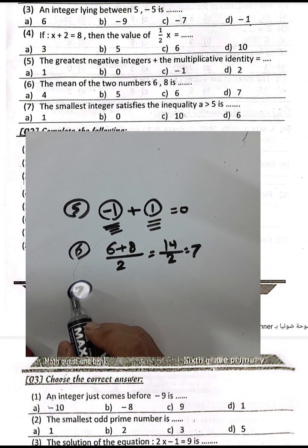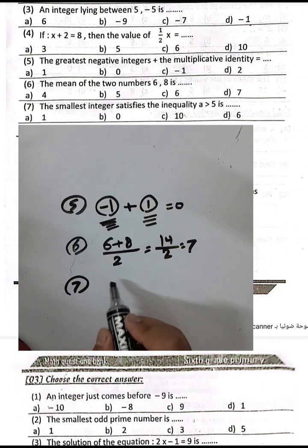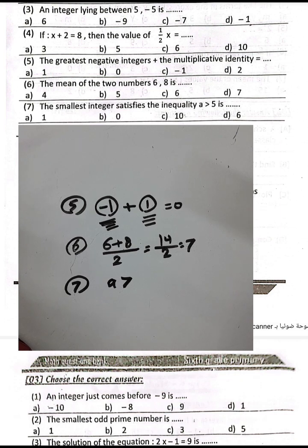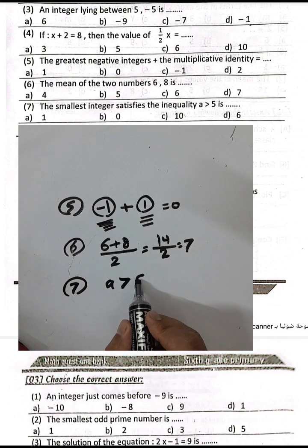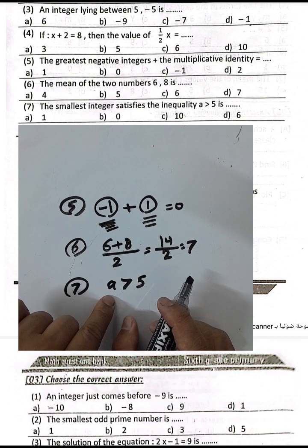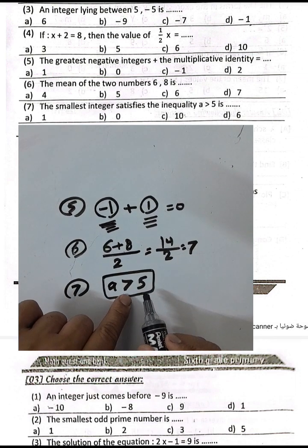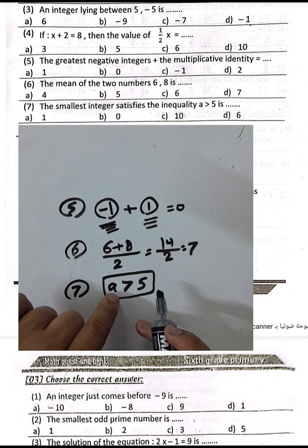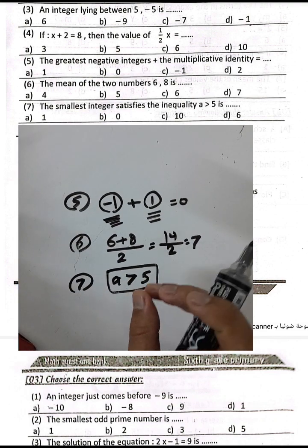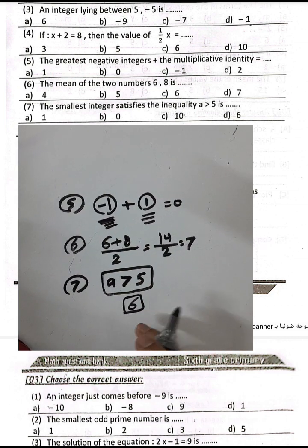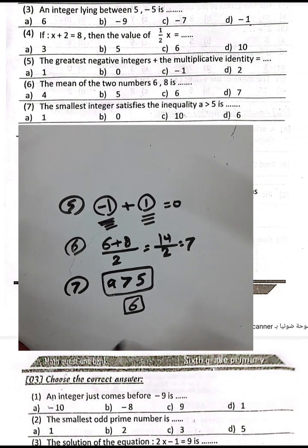Question number 7. The smallest integer satisfying the inequality a greater than 5. What do we call this? Inequality. Last exam, he gave us this question and asked the name of this sign, greater than. We call it an inequality. Which is the smallest integer that satisfies the inequality? It will be 6, because 6 is greater than 5. Choose letter D.